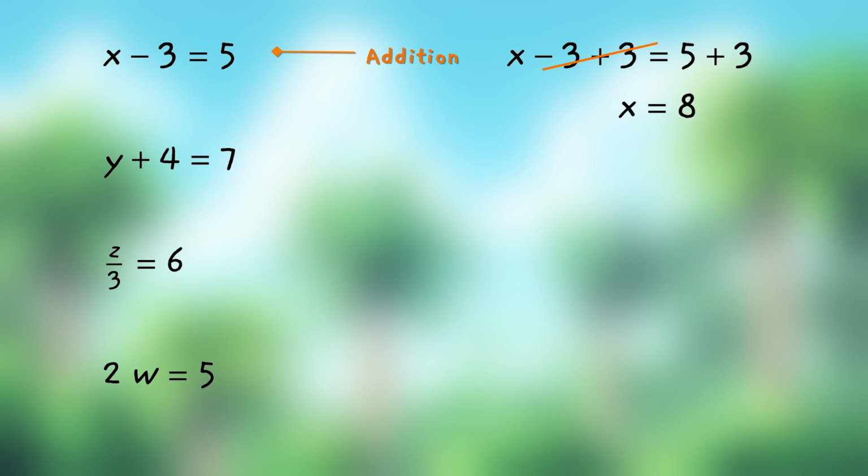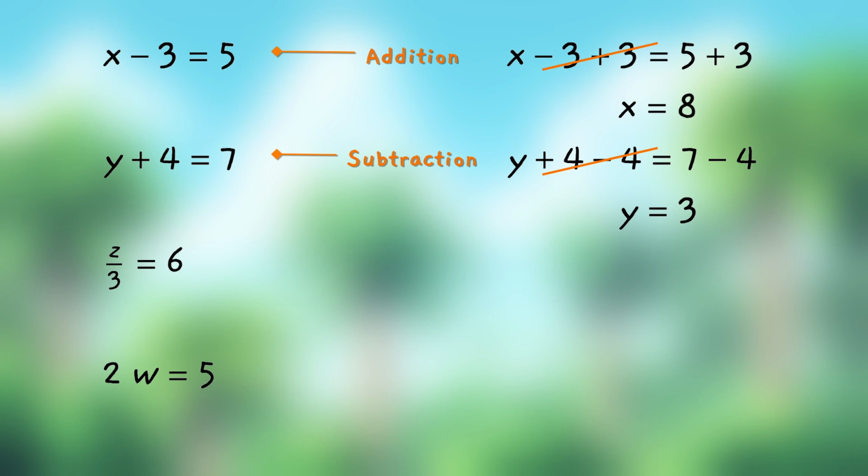In the second equation, y plus 4 equals 7, to undo the plus 4, you use subtraction. If you subtract 4 from both sides, they cancel on the left, leaving y by itself and giving you y equals 3. For the equation z divided by 3 equals 6, to undo the division by 3 on the left, you use multiplication. If you multiply both sides by 3, the 3's cancel on the left, giving you z equals 18.